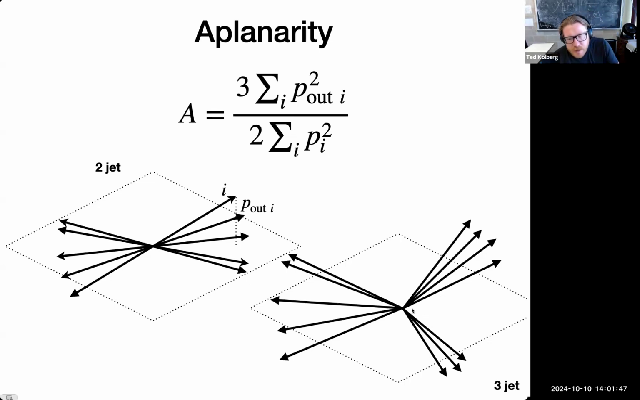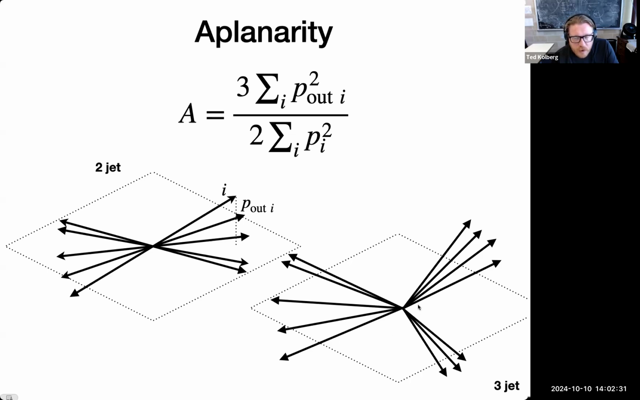In the case of a three-jet event, the aplanarity for this arrangement is measured by taking all the individual particles, measuring their transverse momentum with respect to that plane, and then summing that up and dividing by the sum of all the momenta in the event, again, with this 3/2 normalization factor, just like we had for the sphericity. And it turns out if I try to measure three-jet events, in concert with the sphericity, I can use the aplanarity to get myself a sample that's going to be enriched in three-jet events.